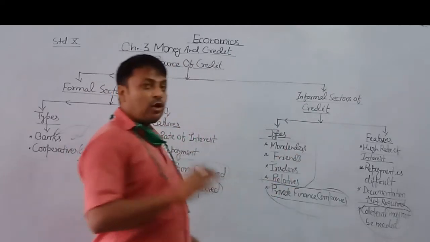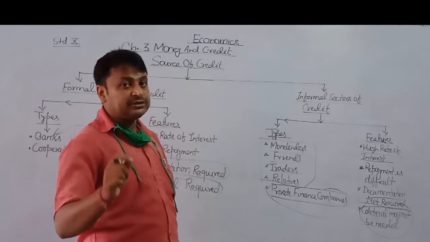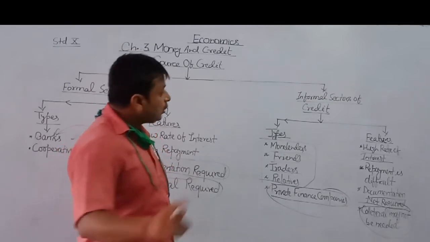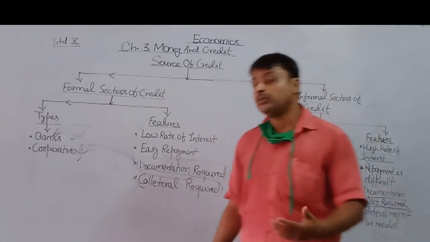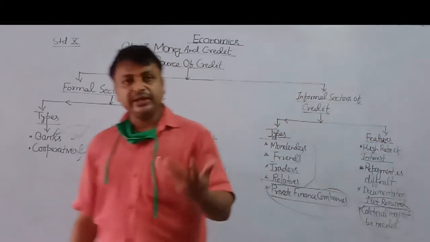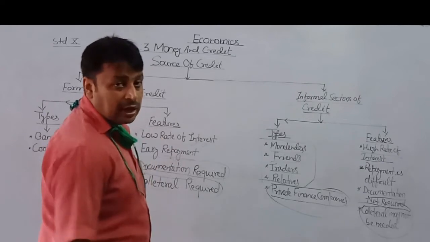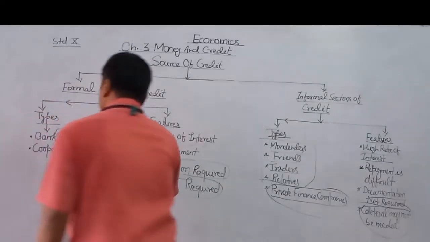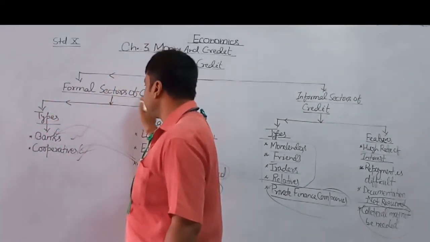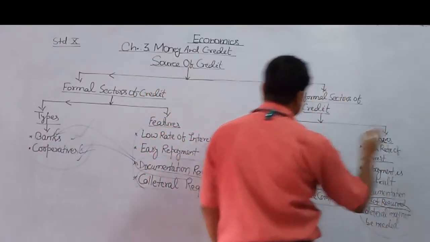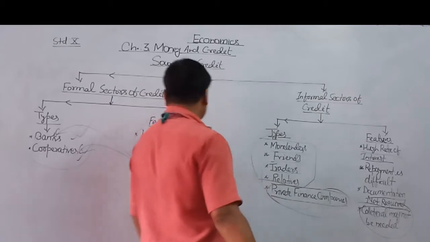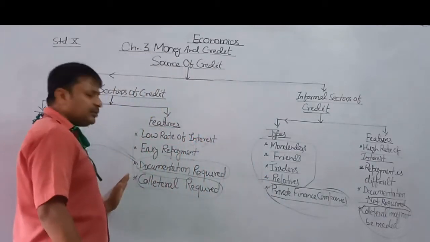So this way you will also be able to write the answer to one more question. If you are asked to differentiate between formal sector of credit and informal sector of credit, you can easily answer. The first difference: formal sector of credit includes banks and cooperatives. Informal sector of credit includes these. Then after, write these features.